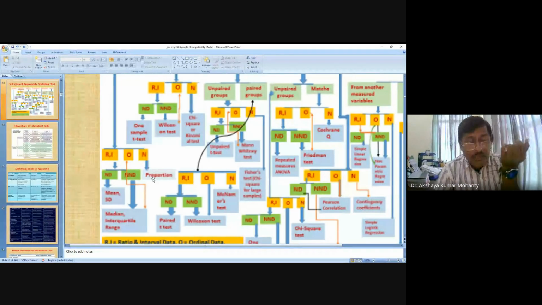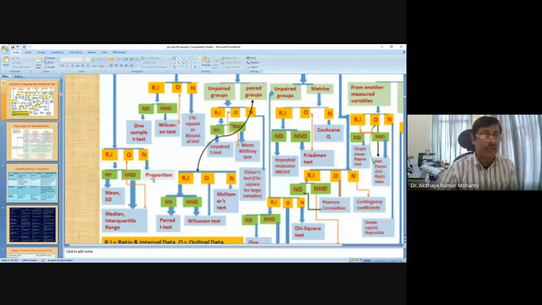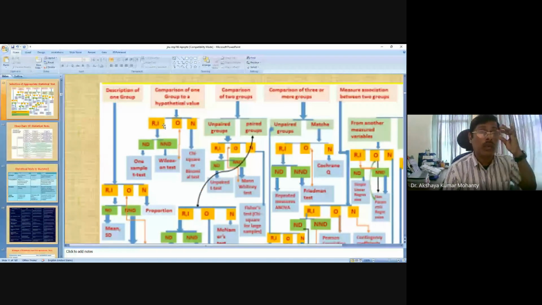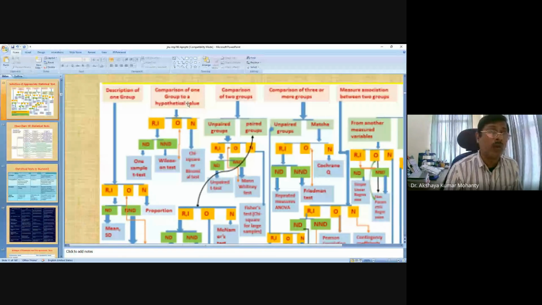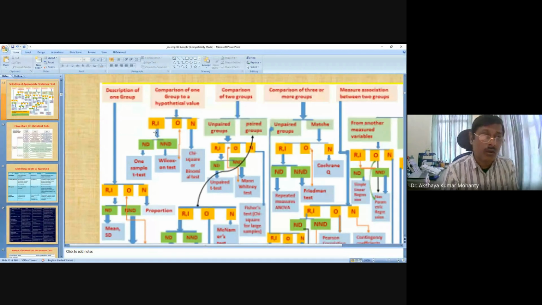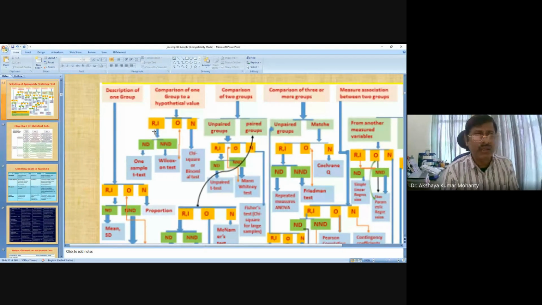Proportion technique, you can use it here. That's it. So now this is all about the one-group case. Now we'll go for the comparison of one group to a hypothetical value. That means here also the scale cannot change.